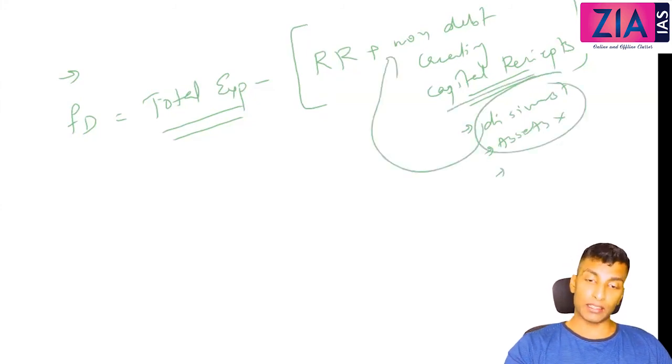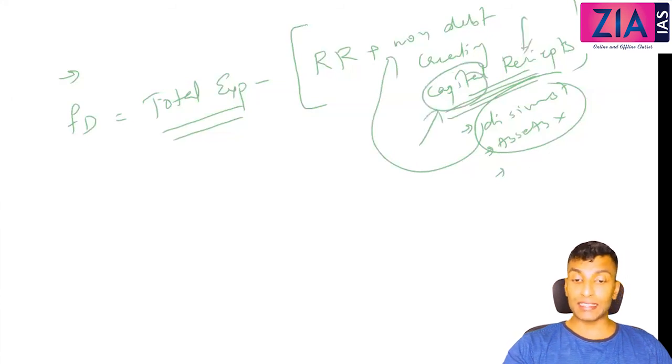But capital receipt, why capital receipt? You are receiving money. Why capital? Because your assets are reducing. Obviously assets are reducing, so it is capital. But there is no liability here.